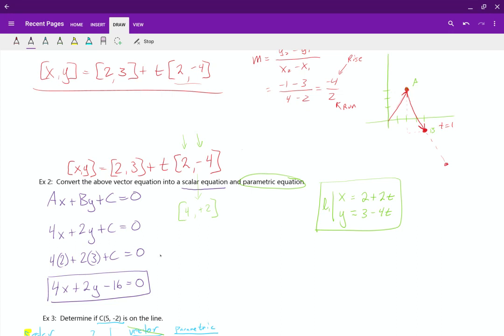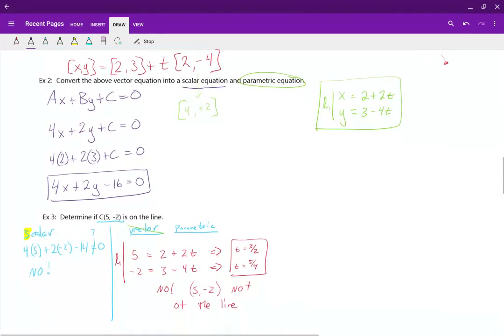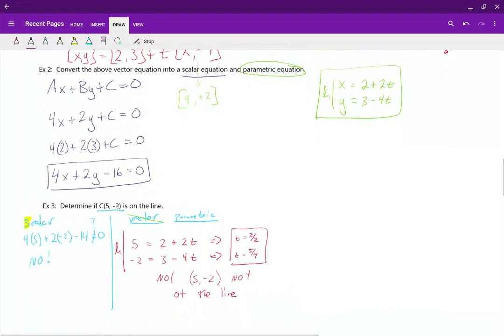And now, I'm going to tell you, if you go and you graph this equation, which we did, then you get a line. If you graph this equation, you get the same line. And if you graph this equation, you get the same line. Spectacular. All right. Here, let's determine if C is on the line. Okay, this one's pretty simple, so I won't go through it.